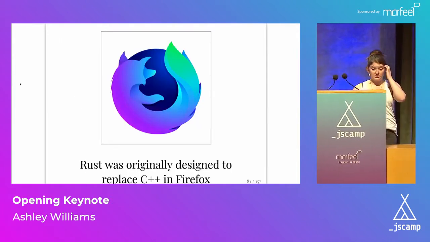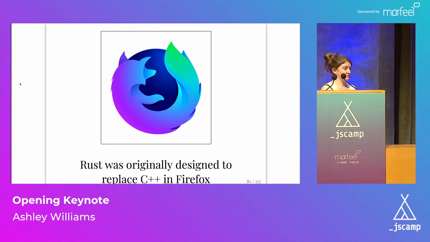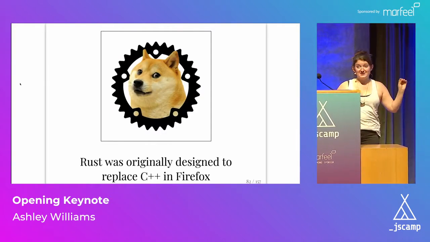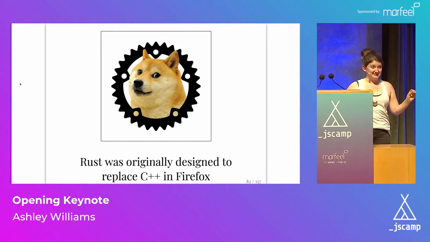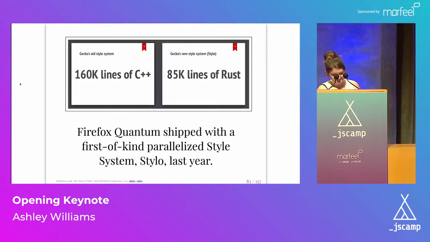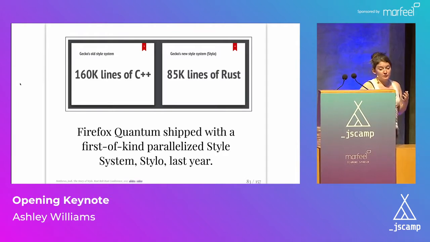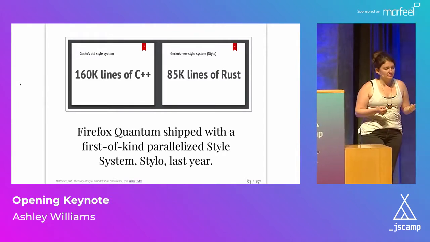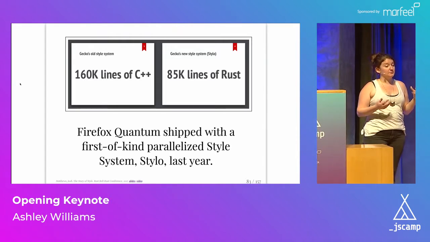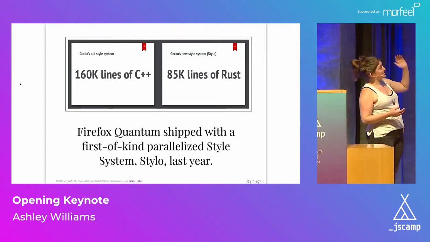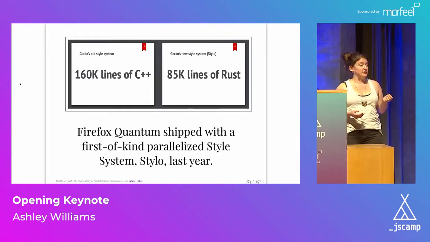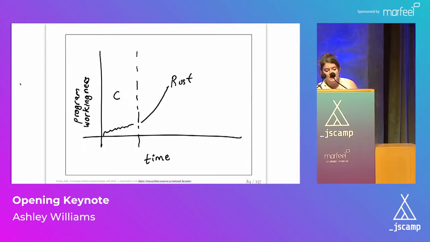Rust was originally designed to replace C++ in Firefox, in a project called Servo. Yes, that's the real logo. Really, that's the real logo. Firefox Quantum recently added part of Servo to it. If you use Quantum, that's awesome. It included a first-of-its-kind parallelized style system called Stylo, and they went from 160K lines of C++ to 85K lines of Rust.